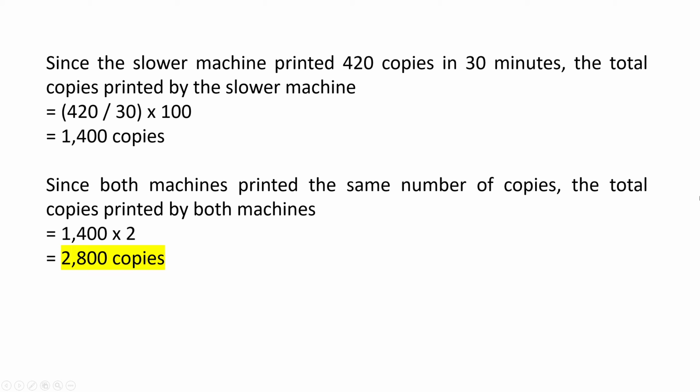The question asks for the number of copies printed by both machines. So since both machines printed an equivalent number, we can just simply take 1,400 multiplied by 2, and we get 2,800 copies. So the total number of copies printed by both machines is 2,800.